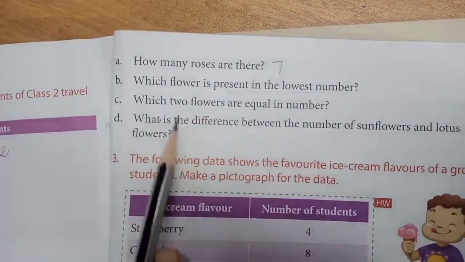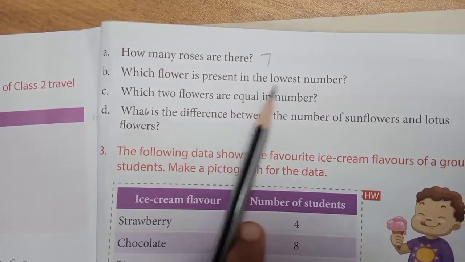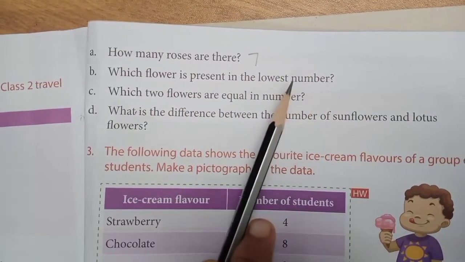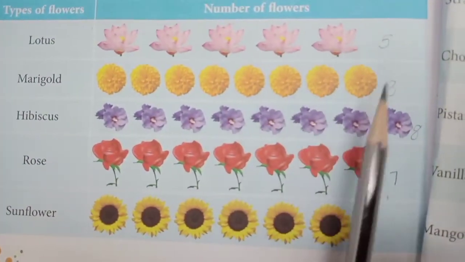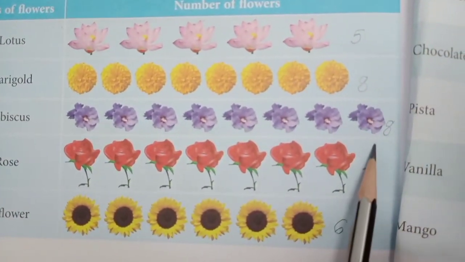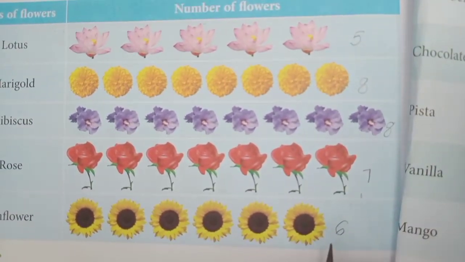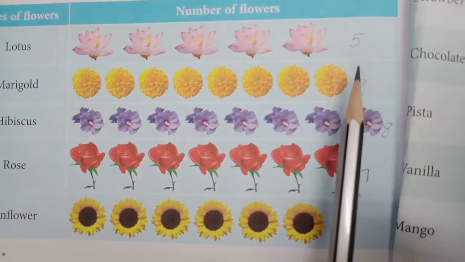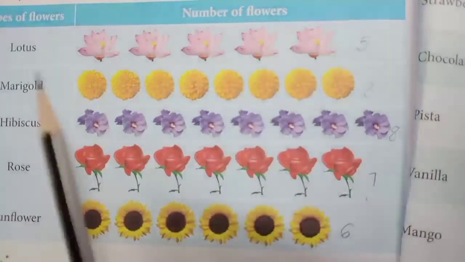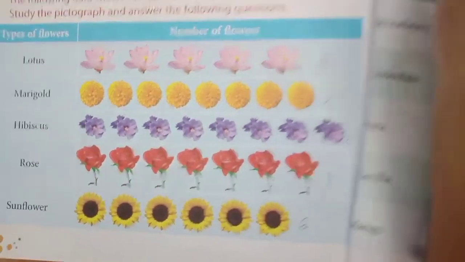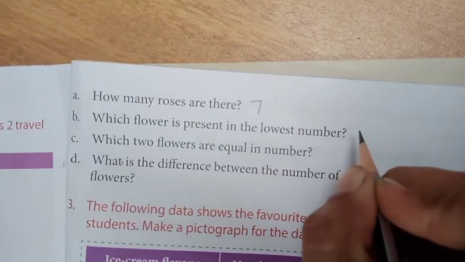The next question, which flower is present in the lowest number? Lotus 5, marigold 8, hibiscus also 8, rose 7, sunflower 6. Which is the lowest number of flower? Yes, 5 is the lowest number. That flower name is lotus. So the flower represented in the lowest number is lotus.